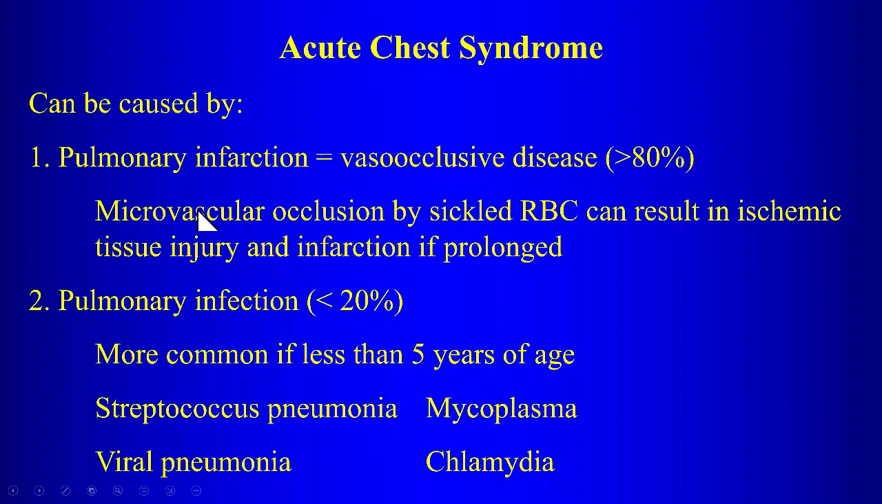So some theories about this: pulmonary infarcts or vaso-occlusive disease from microvascular occlusion by the sickled red blood cells, resulting in ischemic tissue injury and infarction, or it can also be set off by pulmonary infections. So the infection itself can also set off a sickling crisis in these patients. And that's more common in younger patients.